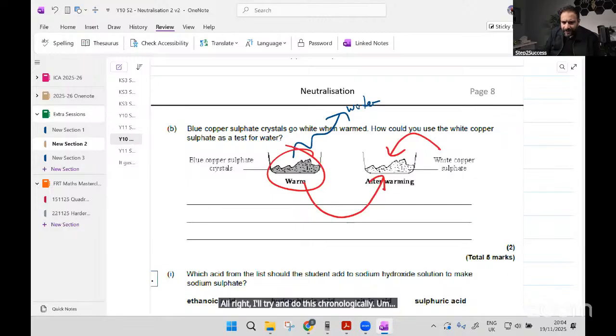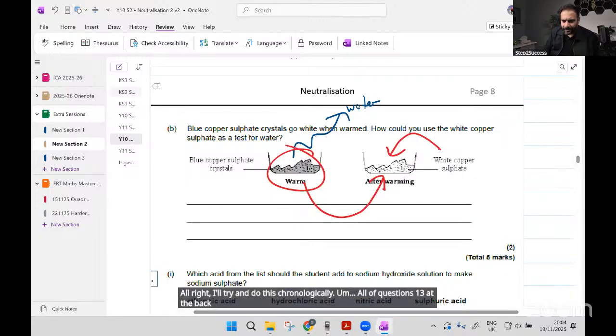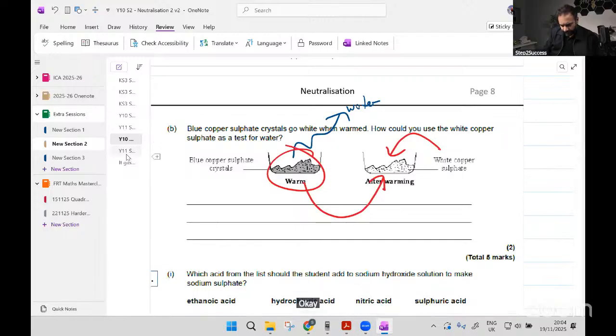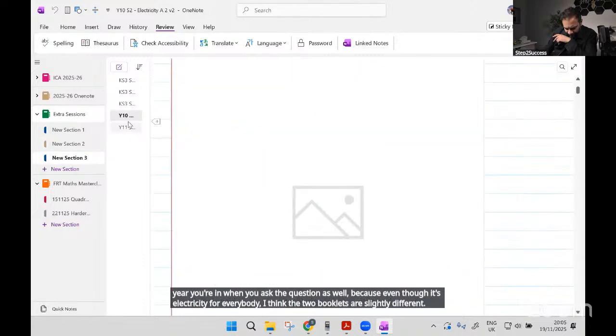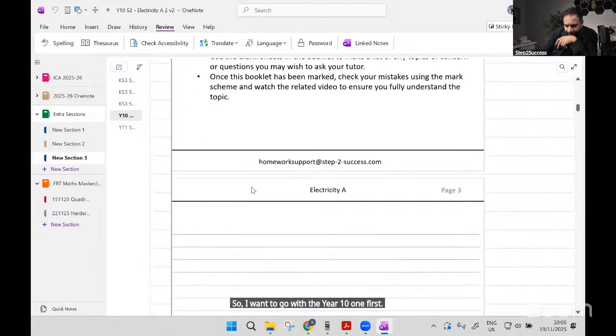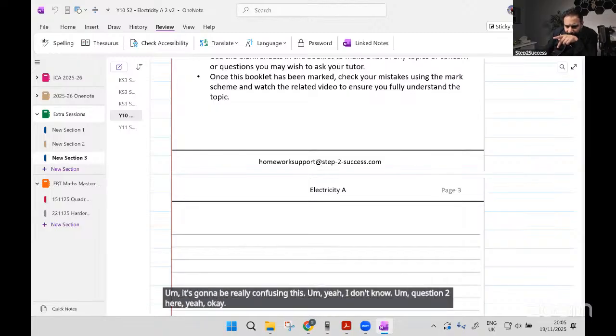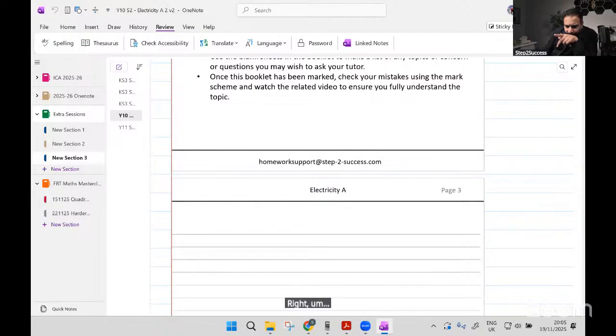All of question 13 at the back and 3 on the GCSE physics electricity. Oh, God, this is going to be slightly confusing. You need to say what year you're in when you ask the question as well, because even though it's electricity for everybody, I think the two booklets are slightly different. So I want to go with the year 10 one first. It's going to be really confusing, this. Yeah, I know, year 11. Question 2, year 11. Yeah, okay. Right. Okay, fine. We'll start with year 10.